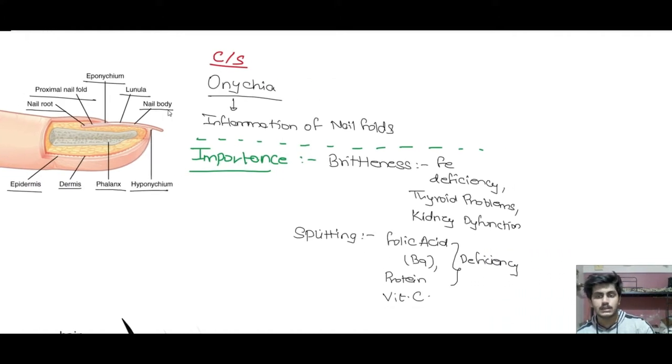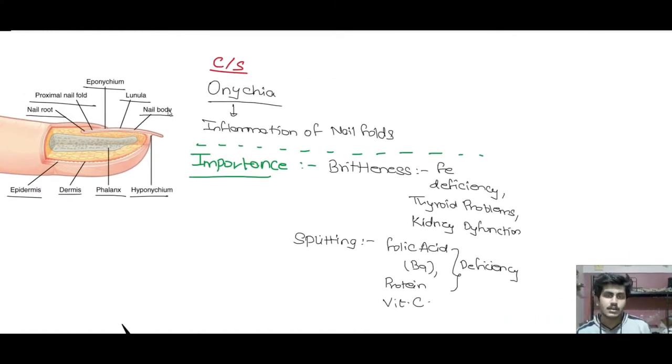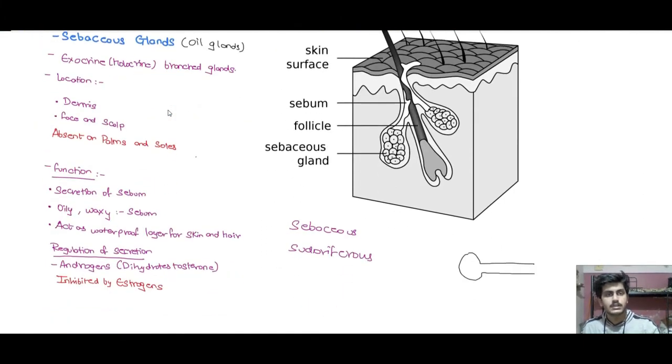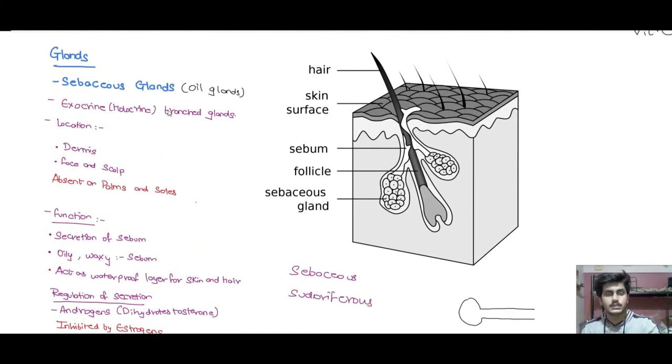The nail also has importance, since if the nail is brittle or split, then it tells us that there are deficiencies in our body. In case of brittleness of the nail, we have iron deficiency. It could also be thyroid problems or kidney dysfunction. Whereas in case of the splitting of the nails, we have folic acid deficiency, which is vitamin B9, and protein deficiency or vitamin C deficiency. So any of these, if it is the cause, would lead to the splitting or the brittleness of the nail respectively.